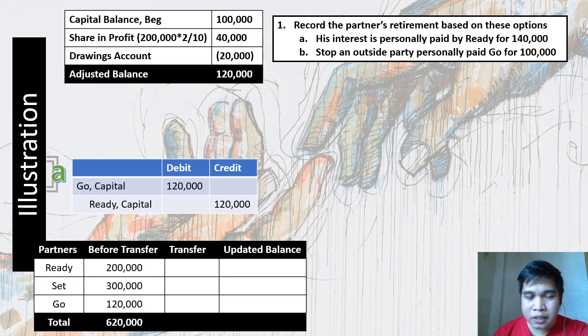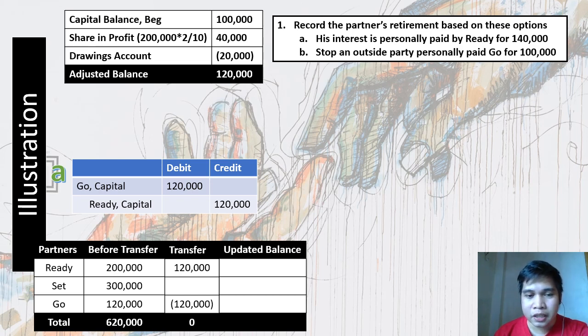So, since ang transfer capital credit lang natin is 120, ilalagay mo lang. So, transfer natin minus kay Go 120, tapos ilalagay natin yan kay Reddy kasi binili naman ni Reddy kay Go 120, although ang binayaran niya is 140,000. As you can see, nagkaroon dito ng gain si Go kasi na-receive niya 140 pero ang binigay niya lang na interest kay Reddy is only 120,000. So yung 20,000 gain, ignore kasi nga personal gain lang yon ni Go at walang kinalaman doon si partnership.